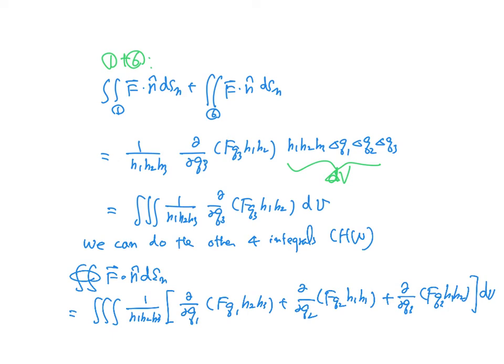So H, and this is your divergence, right? Divergence of F. So Q1, H2 H3, Q2, H3 H1, Q3, H1 H3.